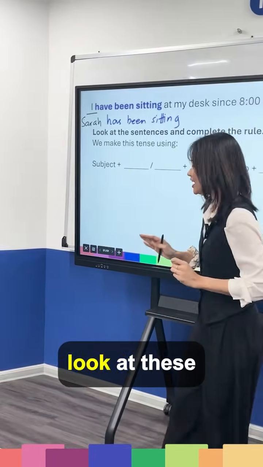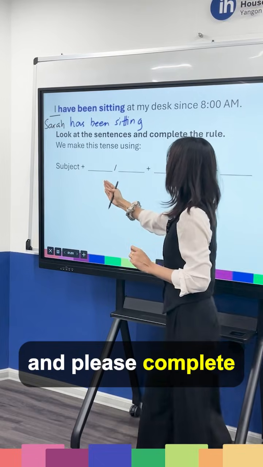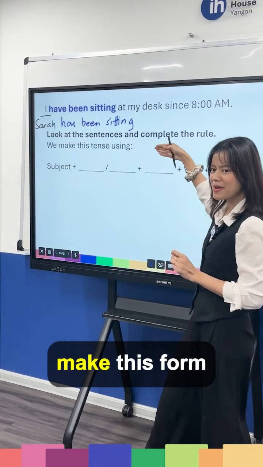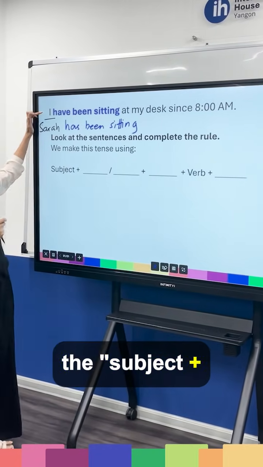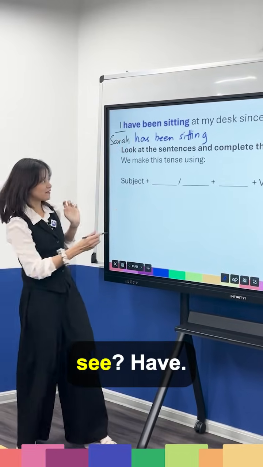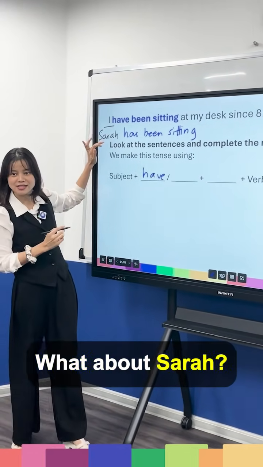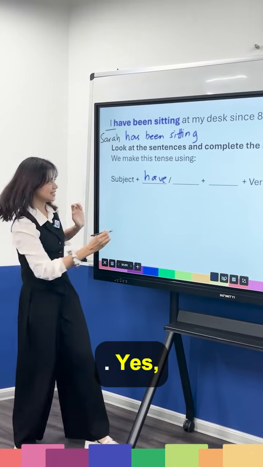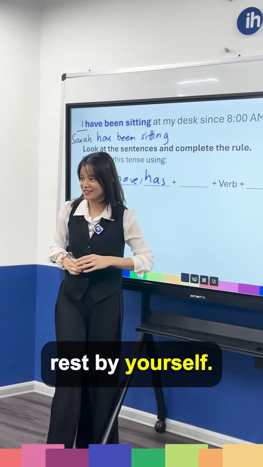So everyone, look at these example sentences again. And please complete the rule. How do we make this form, this tense? So we have the subject, subject plus. After the subject, what do you see? Has. Very good. I have. What about Sarah? Subject plus? Has. Yes, thank you. So everybody please do the rest by yourself.